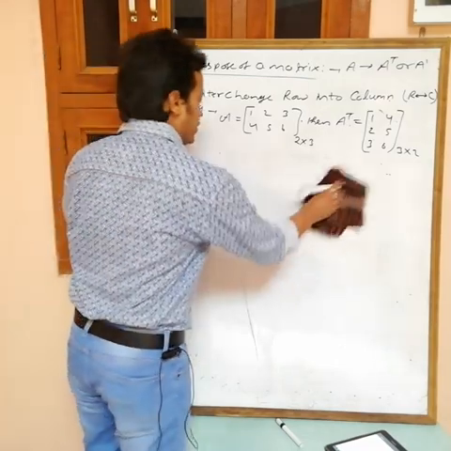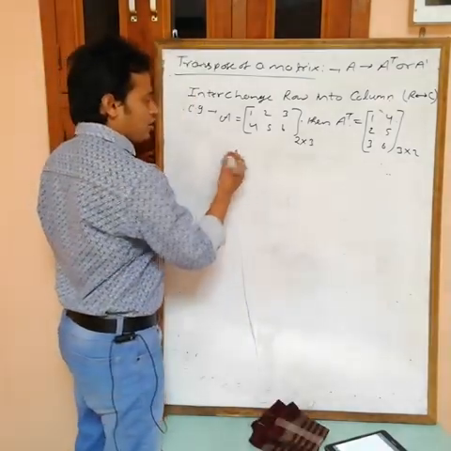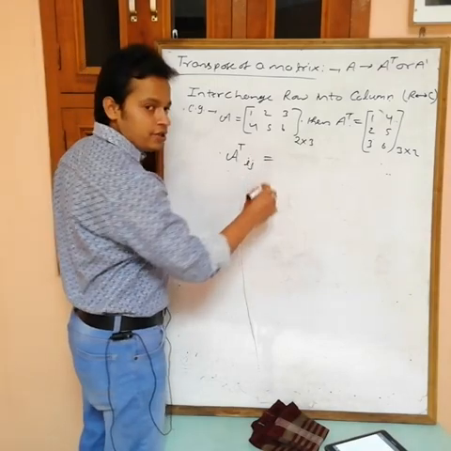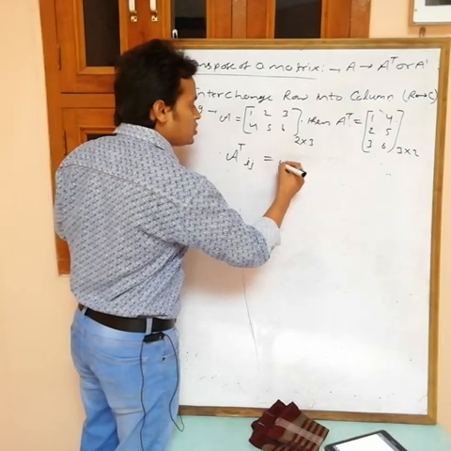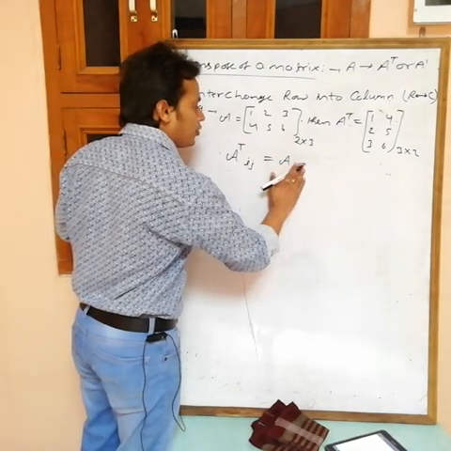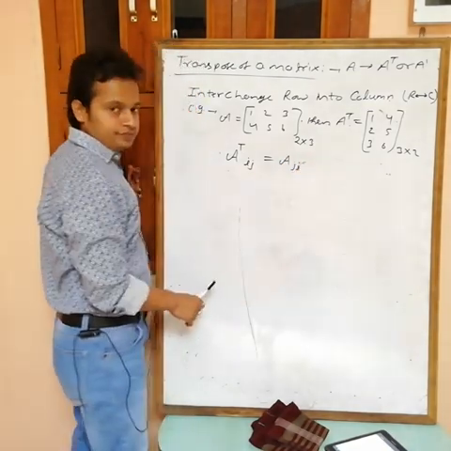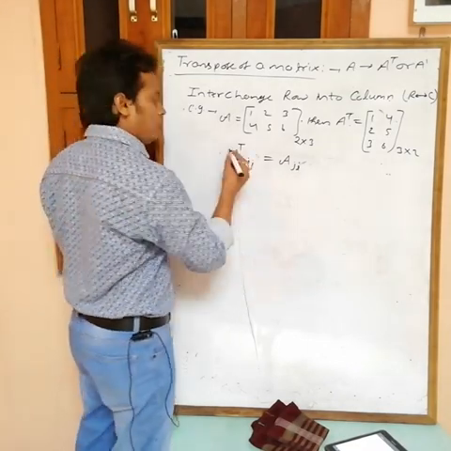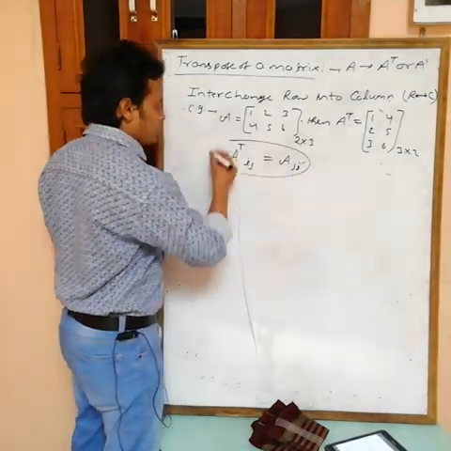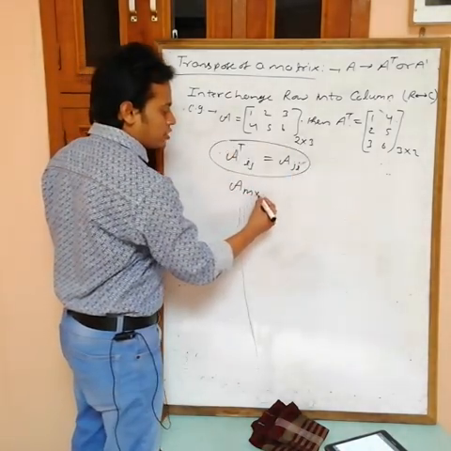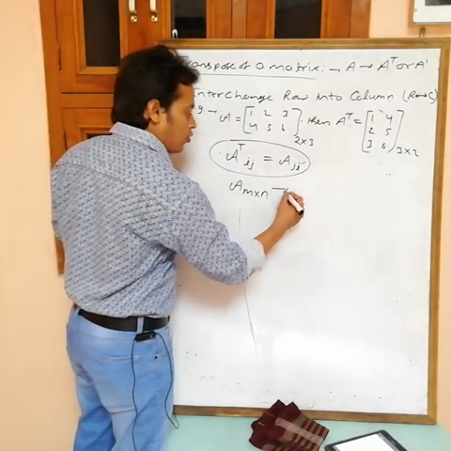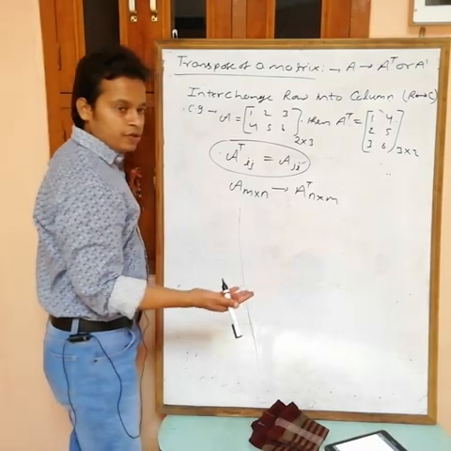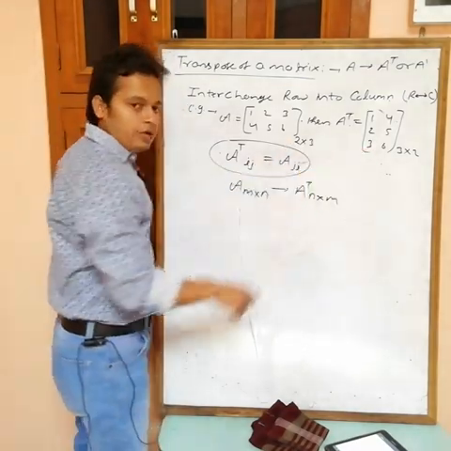So can I write this one? In case of A transpose, the ijth element of A transpose is actually equal to the jith element of A. Okay? The ijth element of A transpose is equal to the jith element of A. And also one thing, if order of A is m by n, then order of A transpose is n by m. Simple? 2 by 3, then here we have order as 3 by 2.